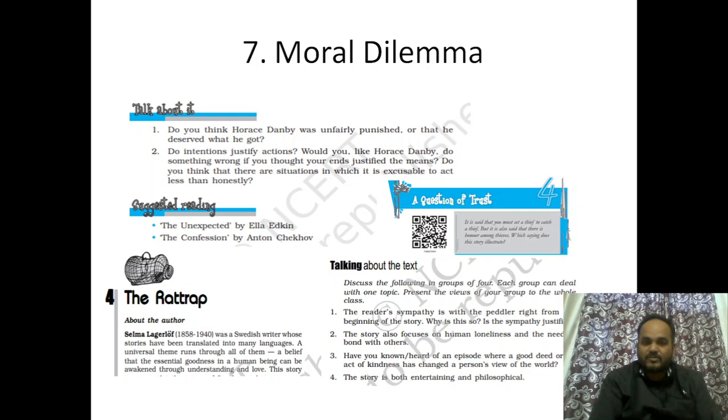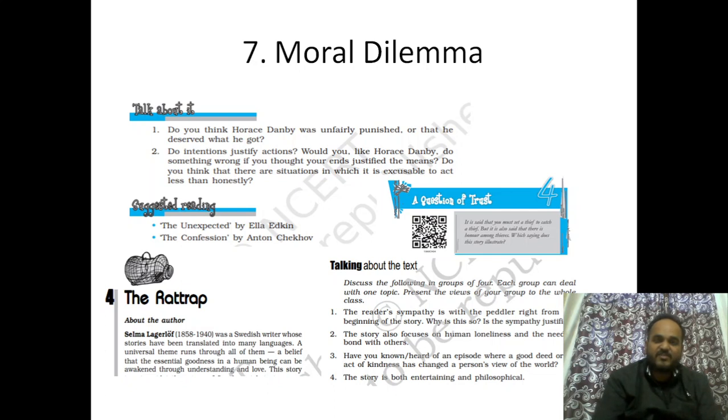Similarly in The Rat Trap also, the story focuses on human loneliness and the need to bond with others. The story is also about a peddler or a thief, but we feel sympathy for him because he is poor. So again there is a moral dilemma. Is poverty a right for poor people to choose dishonest ways? So these are some of the things.